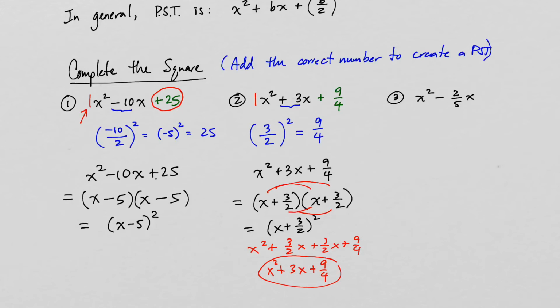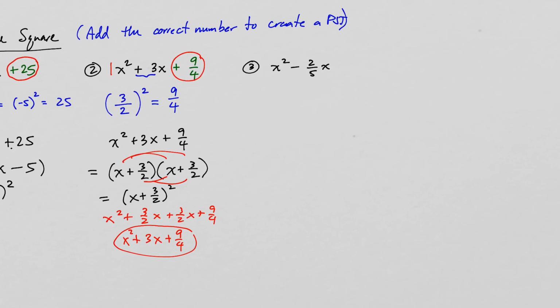So adding 9/4 is the correct number to complete the square. Now for our last example here, we want to, again, complete the square. We have a 1x squared, so that is good. But here, our middle number is a fraction. And the technique says to take the middle number, divide it by 2, and then square that number.